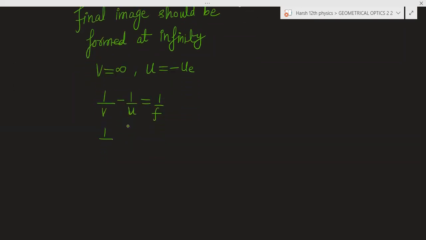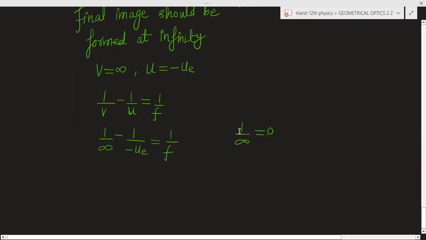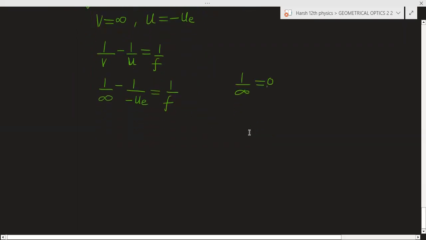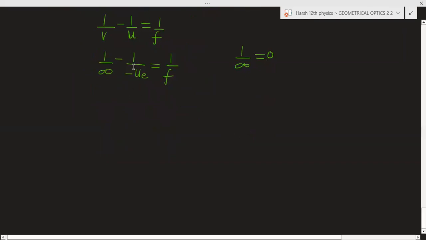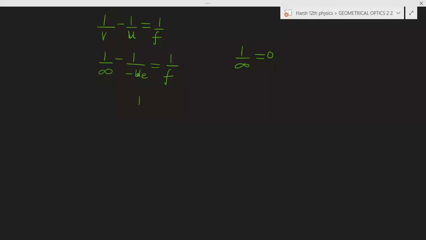So 1 upon V is 1 upon infinity, minus 1 upon minus UE, equal to 1 upon F. Now 1 upon infinity, remember, is equal to 0. So this term will become 0 and the other term becomes 1 upon UE. So the value of 1 upon UE this time will be 1 upon F.